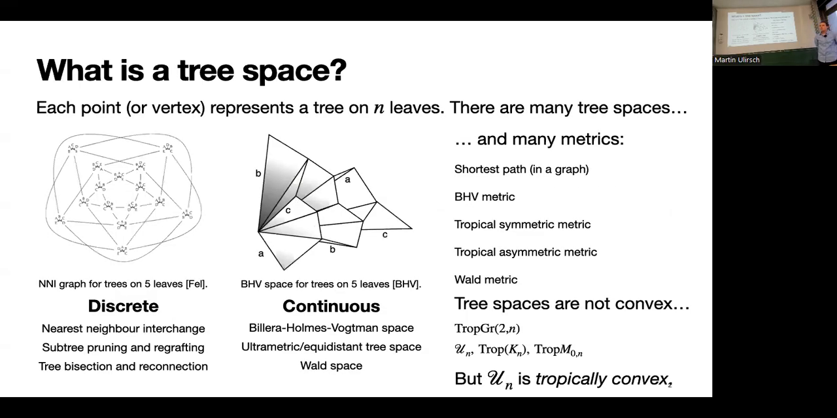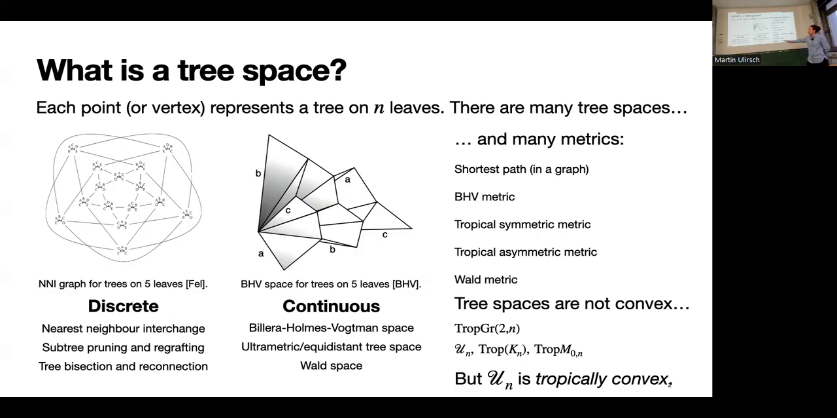So first, I want to tell you a little bit about what is a tree space. In a tree space, each point or vertex represents a tree, so just a graph. And there's kind of two classes of tree spaces that people think about. One of these is discrete ones, so graphs of trees where each vertex represents a tree, and trees that are most similar are connected by edges. Usually those edges represent some tree operation that turns one tree into another.